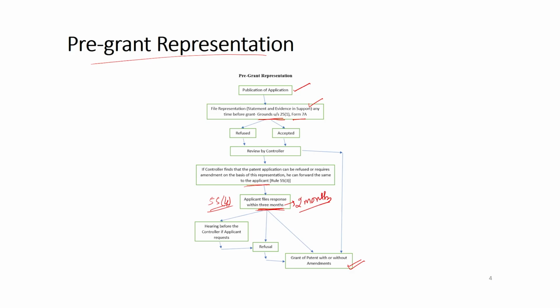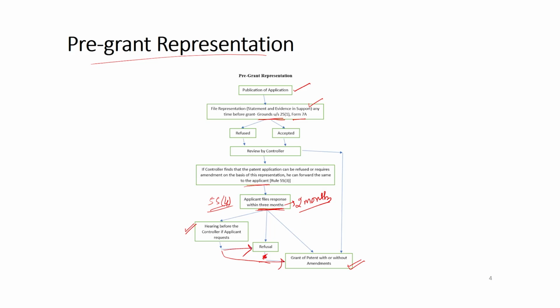The recent amendments of the patent rules are expediting the entire process of patent filing to grant. We saw how the examination request will now be made within 31 months from the date of filing, which used to be 48 months at one point of time. Now here, once the controller finds merit in the opposition, he will refer the matter to the applicant. An applicant has to respond in 2 months. Hearing will be given before the controller if the applicant requests, and on the basis of hearing there may be two decisions. Either the patent will be granted or the patent will be refused on the basis of hearing. So this is the entire mechanism of pre-grant representation.